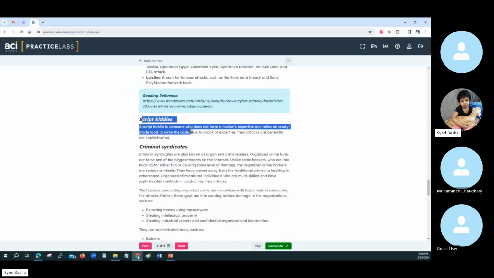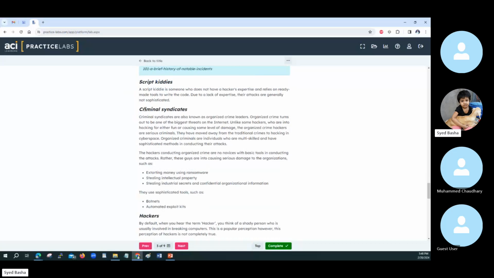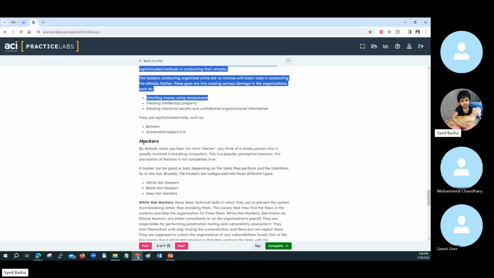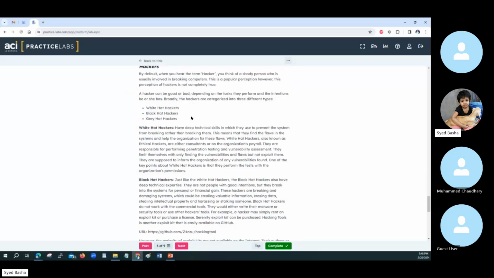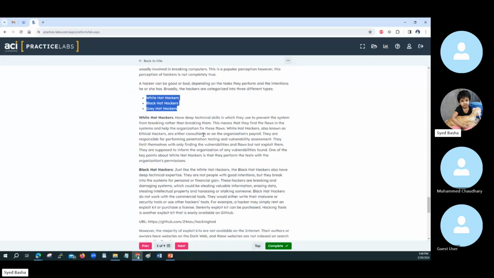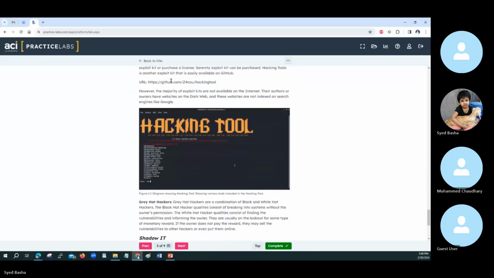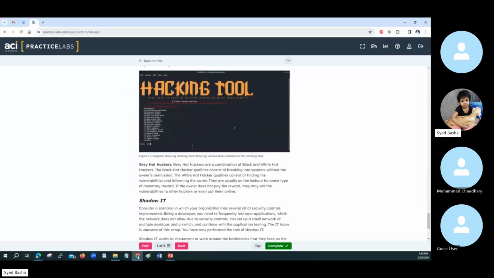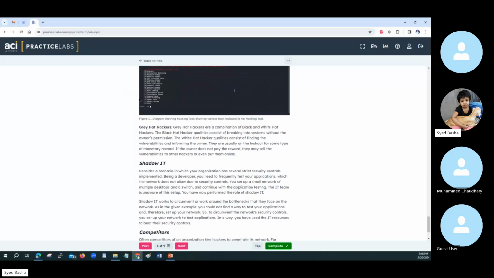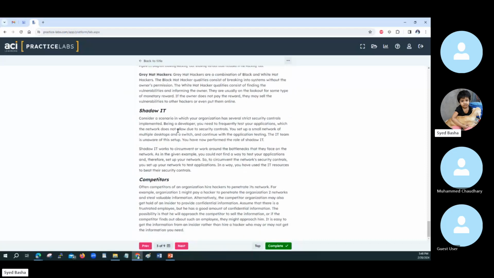And script kiddies, who are script kiddies, and criminal syndicates. We have known this. Hackers, you remember white hat, black hat, gray hat. We have seen all these things. And this is like hacking tools, the number of tools available in Kali Linux. You can pick any tools based on your requirements. And competitors, shadow IT.